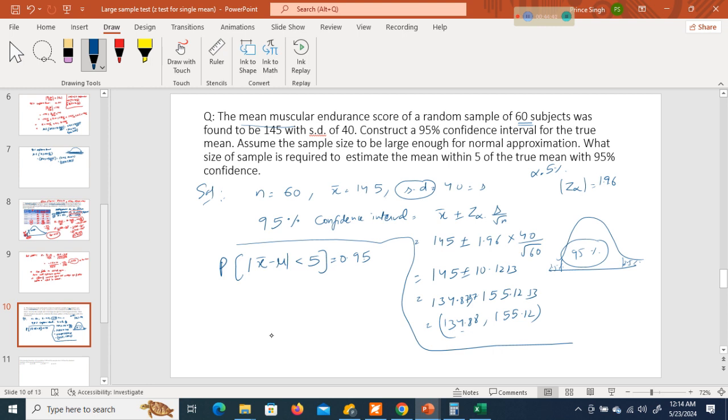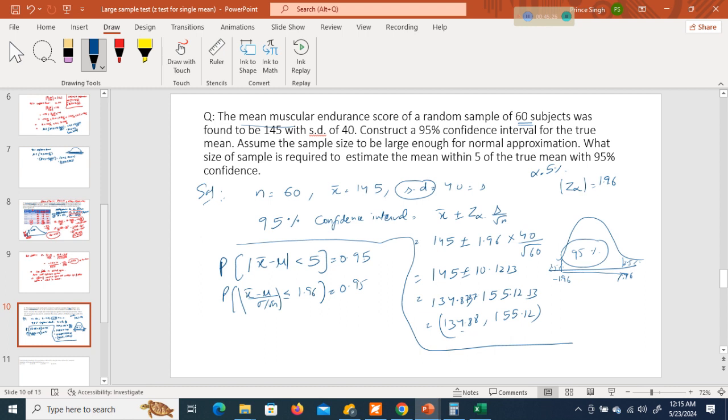95% confidence means the probability is 95% that the estimated mean is within 5 of the true mean. So it means this difference falls within 5 units. But we know that the probability of x bar minus mu upon sigma upon square root of n, that is z, being less than or equal to 1.96 is also 0.95. That is, the value of z falls within the interval from minus 1.96 to 1.96, and its probability is 0.95.